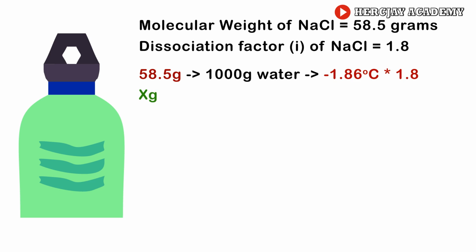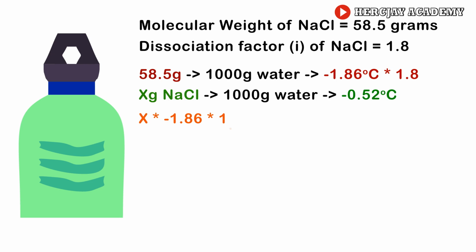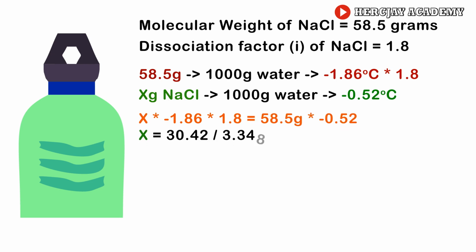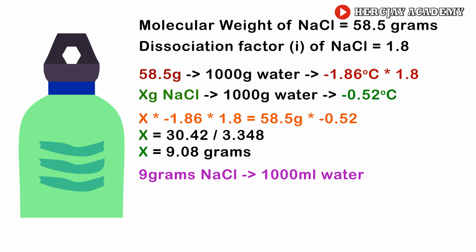Now, how many grams of sodium chloride should we dissolve in 1000 grams of water to freeze at minus 0.52 degrees C? We cross multiply to get that x times minus 1.86 times 1.8 is equal to 58.5 grams times minus 0.52. When we cross multiply, we get that x is equal to 9 grams. Hence, 9 grams of sodium chloride in 1000 ml of water is isotonic.